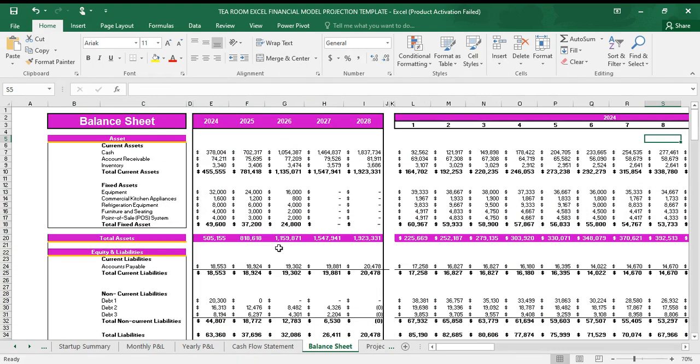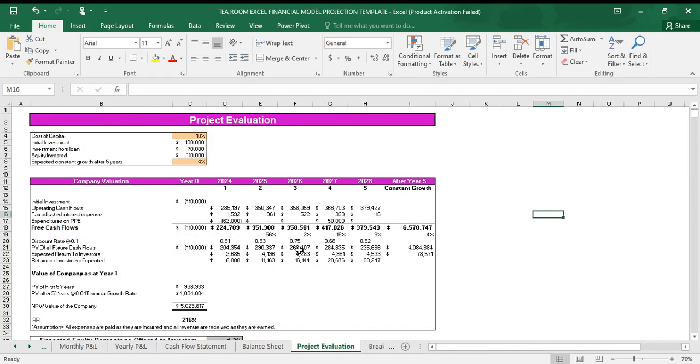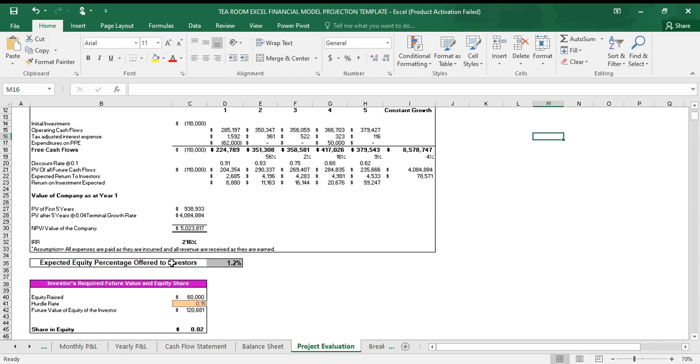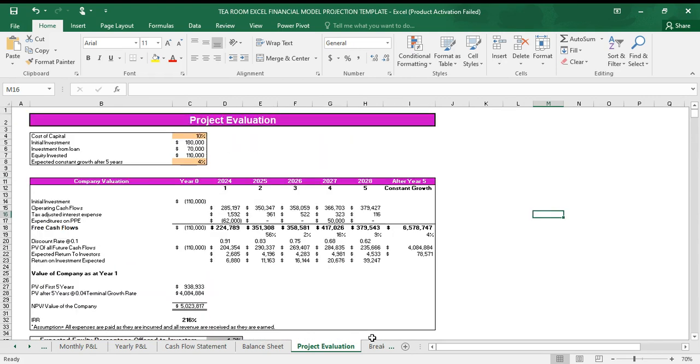Then we have the balance sheet. Balance sheet shows the financial position of the business, and again we have included an annual balance sheet and a monthly one. Project evaluation calculates the NPV, IRR of the business and the payback period as well.